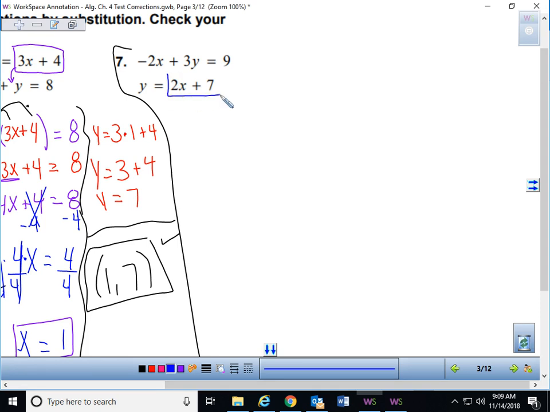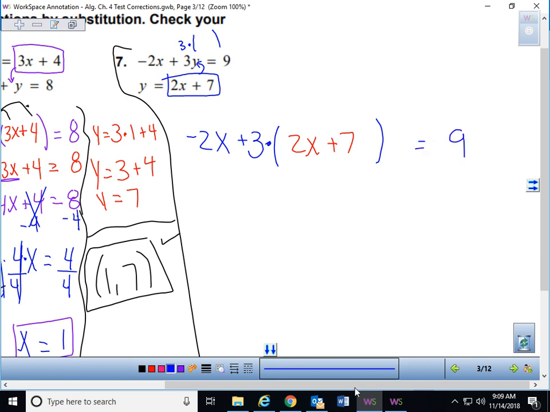So I'm going to take this y, what it equals, which is 2x plus 7, and plug it in to this variable. Now you have to remember that 3 and this y are connected with multiplication. So when I substitute it in, it becomes a distributive property. So let me start doing that here. I don't do anything with negative 2x, I just bring that down. I have negative 2x plus 3 times, and now in parentheses, what is y? Well, y is this expression, 2x plus 7, and that's all equal to 9.